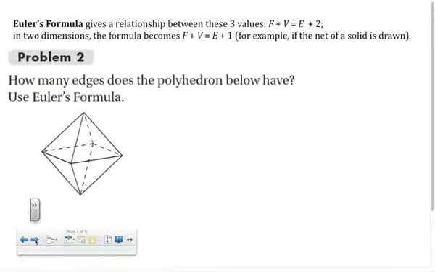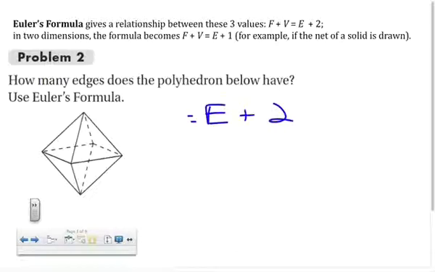Okay? So in problem 2, they're asking us to determine how many edges the polyhedron has. Now granted, you can look at the diagram and count them pretty easily enough. However, in the interest of using the formula before you do it on your own and not your turn, let's go ahead and use the formula to find the number of edges.